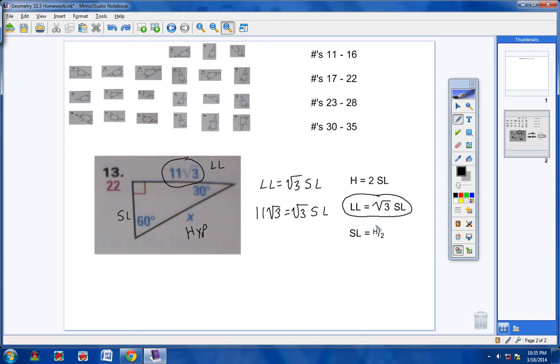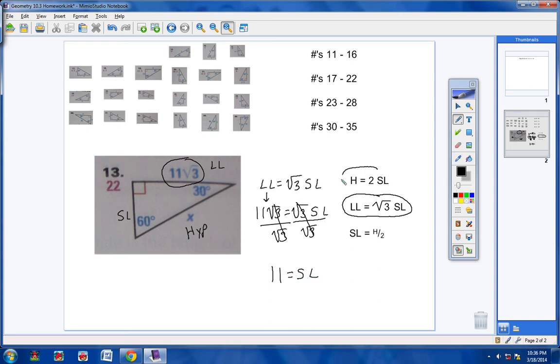Now, I'm going to use this formula here to help me find the shorter leg. Well, Mr. Earhart, why didn't you use this formula here? Because I don't know the hypotenuse. If I wanted to use that formula, I would have to know the hypotenuse. So I'm going to use this formula, and where the longer leg is, I'm going to substitute 11 square root of 3. Now let's divide both sides by square root of 3 because you want to get SL by itself. We're left with 11 equals shorter leg.